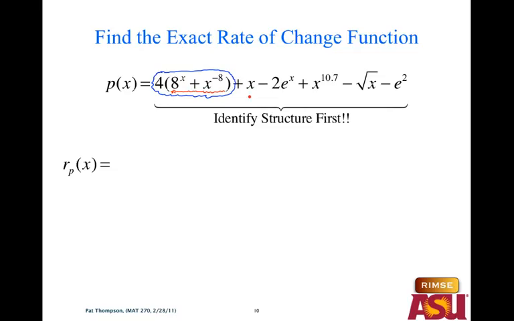What rule applies? Think of this as x to the first. Power rule. Minus 2e to the x. That's just our e to the x rule. Another power rule. Square root. e squared. Which rule is that? Power rule? No, that's just a number. There's no x in it. So we're subtracting a constant. Okay, go. Find the rate of change of P.